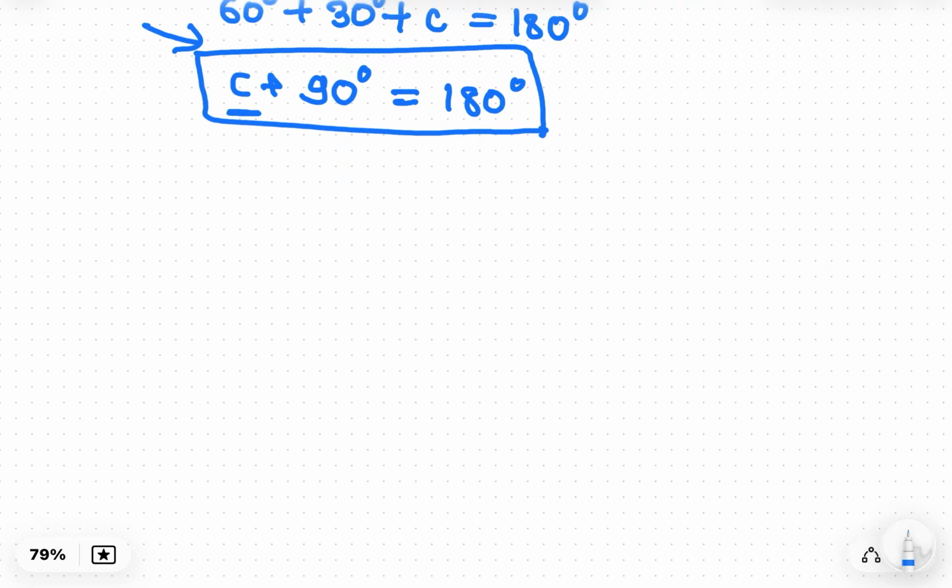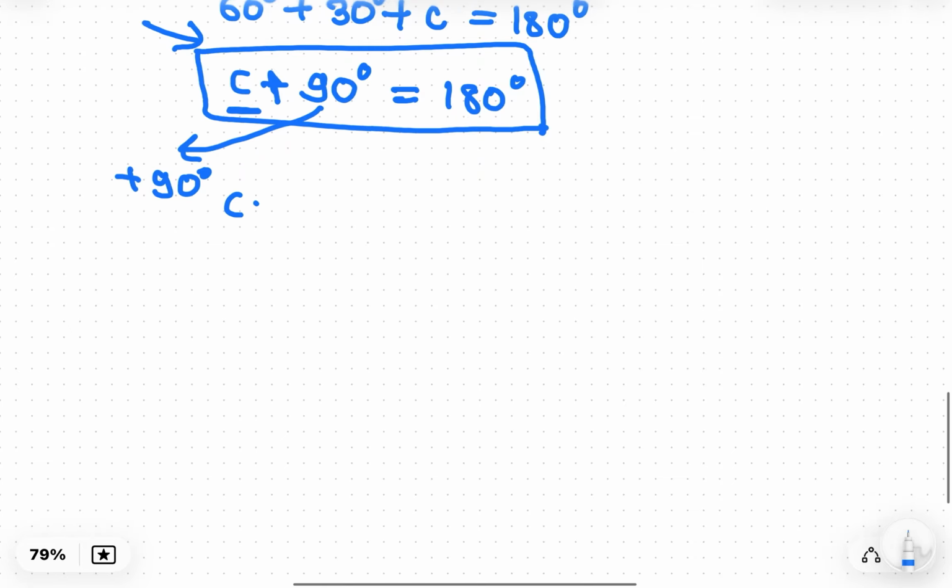So first, before solving the equation, try to detect what actions are already done with the variable. On the algebraic side, we see one action done, which is that 90 degrees is added to it, and no other action can be detected. Now do the inverse of it. What is the inverse of adding? We add something, and to inverse it, we subtract the same amount from it. So we will subtract 90 degrees from it.